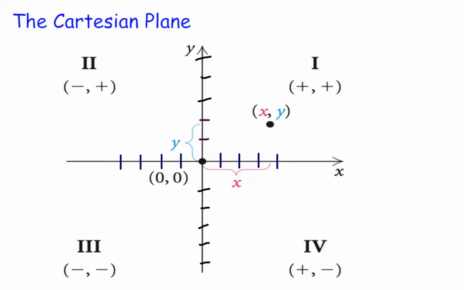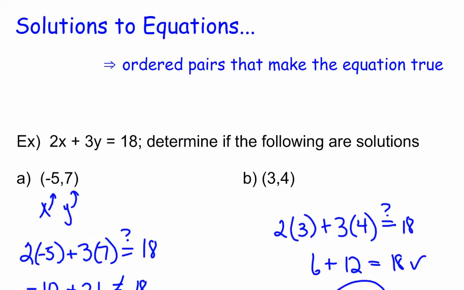All right, let's talk a little bit about equations related to this. Equations are going to have solutions to them that are ordered pairs making the equation true. So if we have an equation like 2x plus 3y equals 18, and we want to know what are the solutions, what we're asking for is what ordered pairs, when plugged in here, will actually make the equation work. We have 2 examples here.